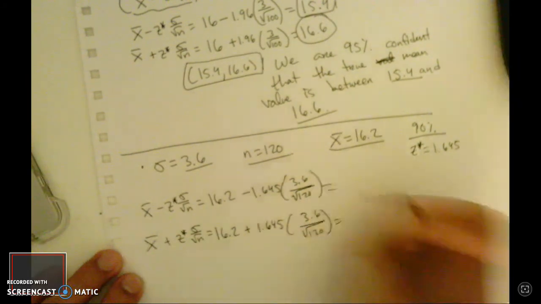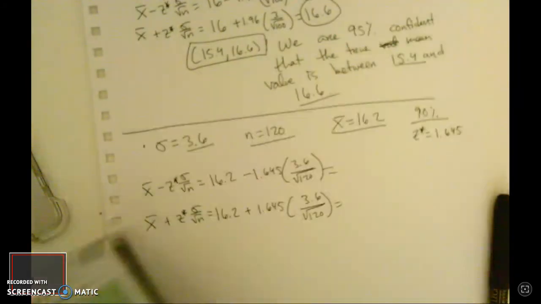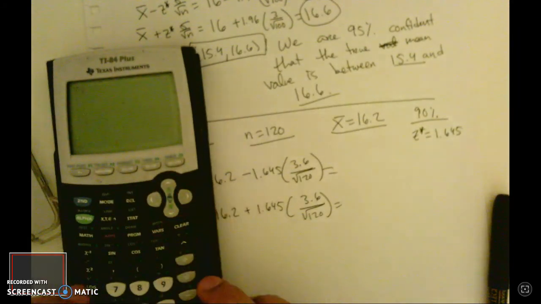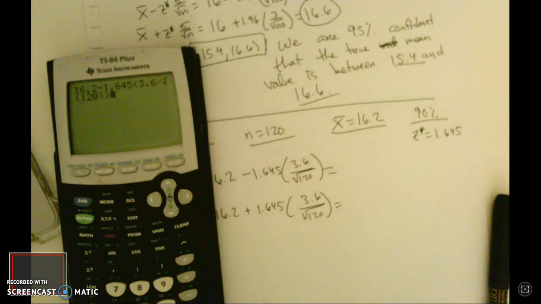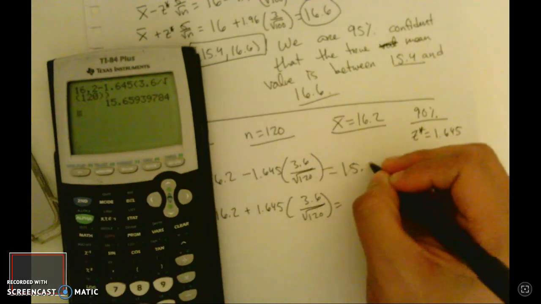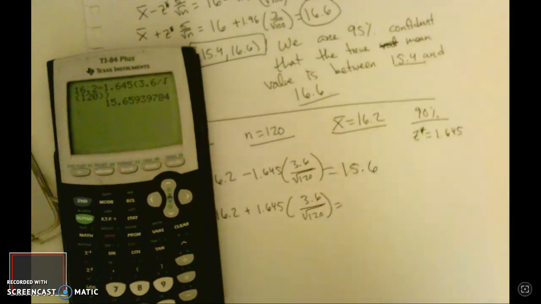Okay, so let's figure out what these are. I'm going to use my calculator, and I'm going to put 16.2 minus 1.645 times 3.6 over square root of 120. So feel free to stop the video if you need to catch up. Okay, so what do I get here? I got 15.6 approximately.